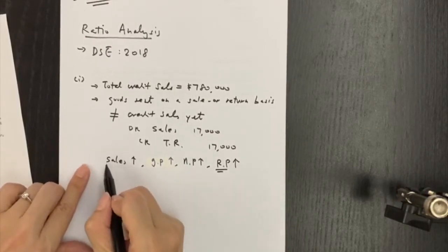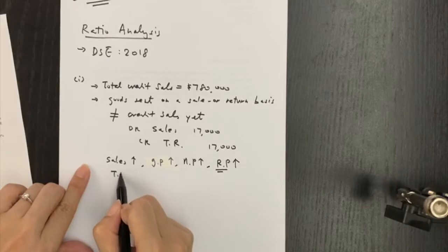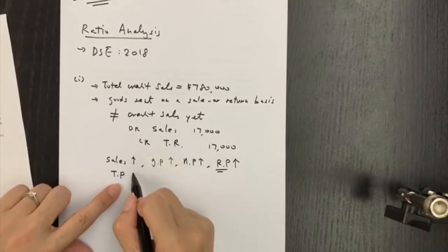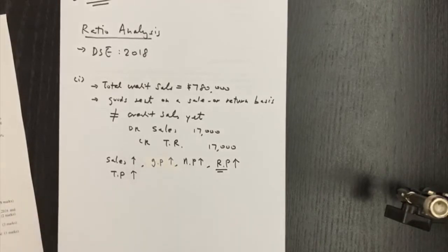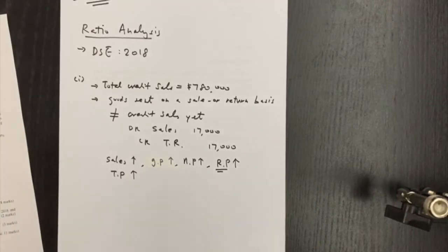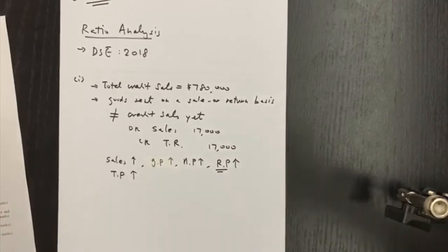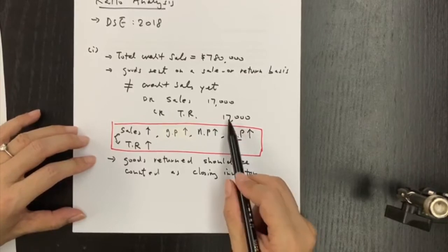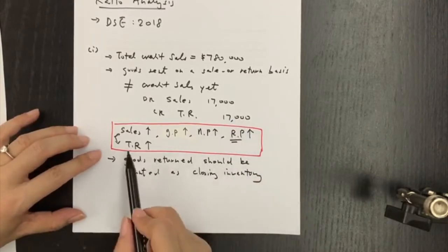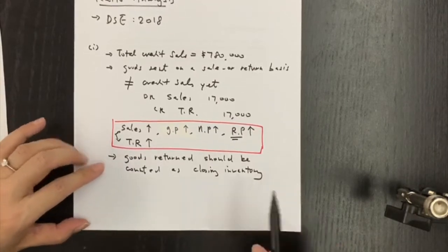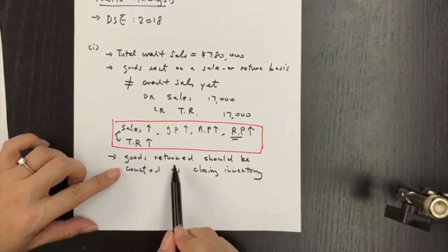And also for trade receivable, because it should not be counted as credit sales, trade receivable should also be overstated. Now, this analysis is very, very important because we need to adjust this when we do calculation. So we need to minus retained profit by this 17,000, and also we need to minus 17,000 from trade receivable as well.